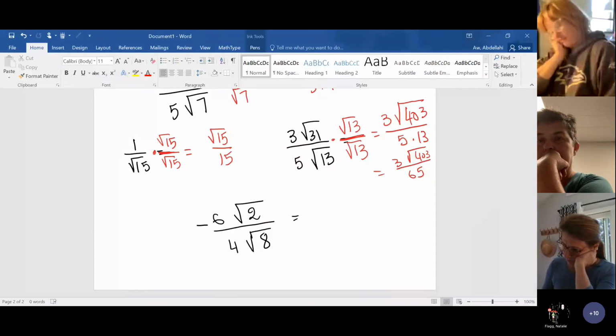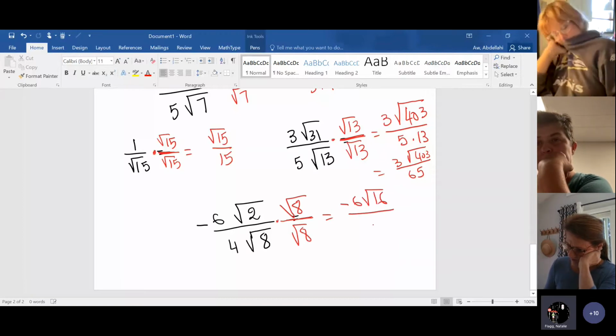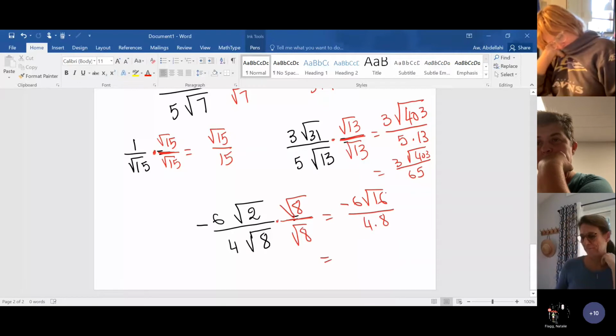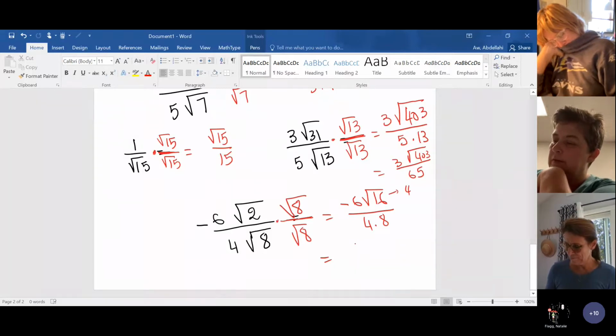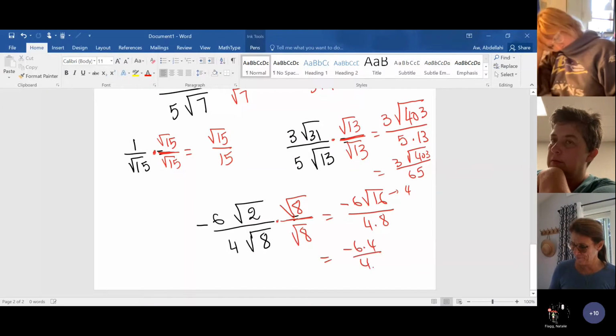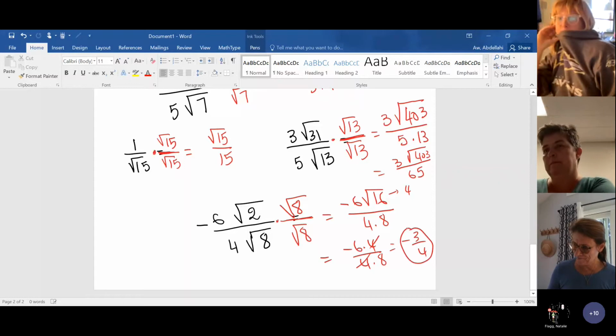For the last one now, we have to multiply and divide by what? Square root of 8. Thank you. So what do you get at the top? -6 square root of 16. At the bottom we get? 4 times 8. And in this case, square root of 16 is how much? 4. It's going to be -6 times 4 over 4 times 8. We can simplify. You get -3 over 4, right? If you can simplify, we go ahead and simplify.